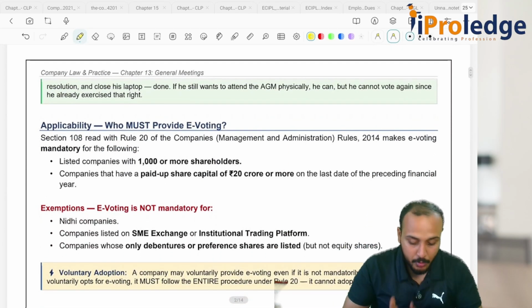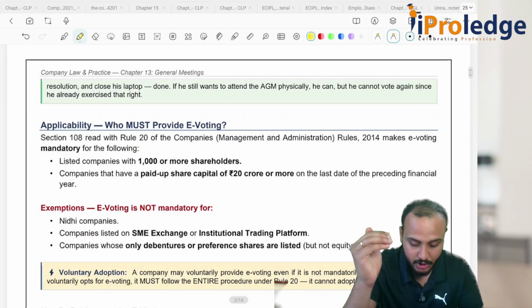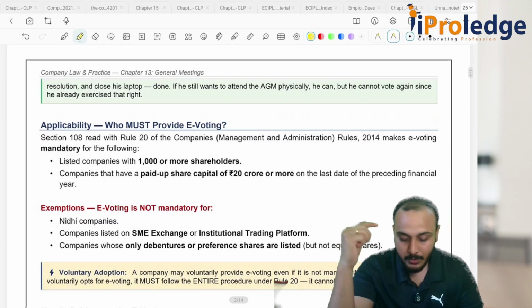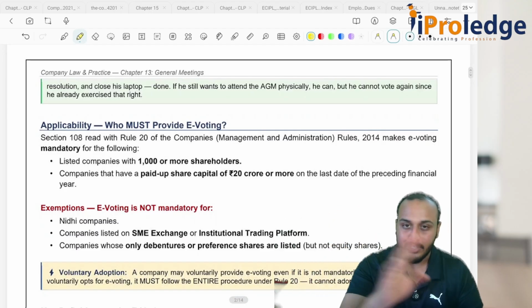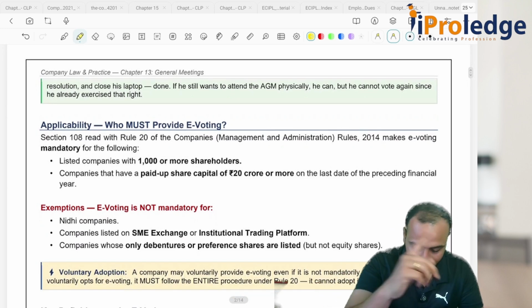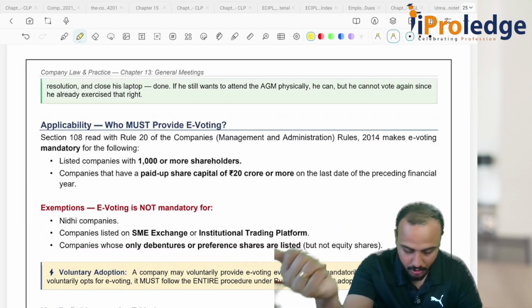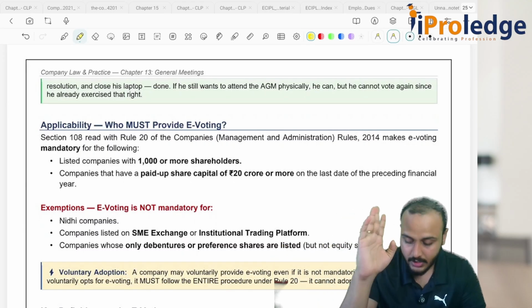Then who must provide e-voting? Two kinds of companies: listed companies with 1,000 shareholders or more, and companies with paid up share capital of 20 crore or more on the last date of the preceding financial year. Simple. Then the exemptions: Nidhi companies, companies listed on an SME exchange or institutional trading platform, and companies whose only debentures or preference shares are listed.